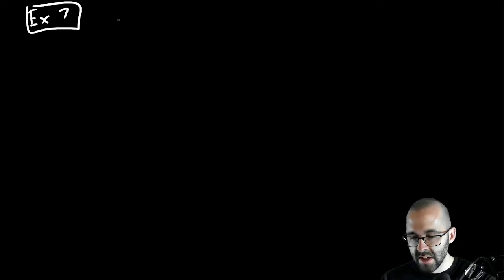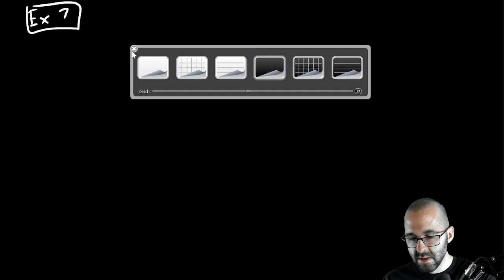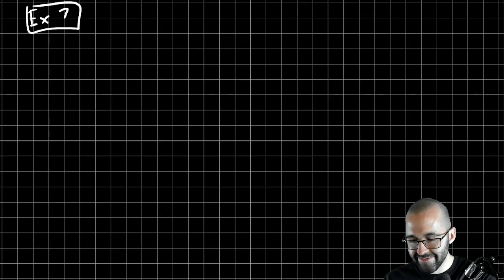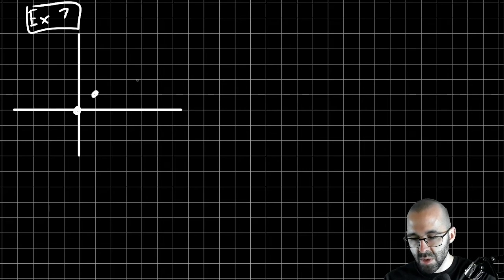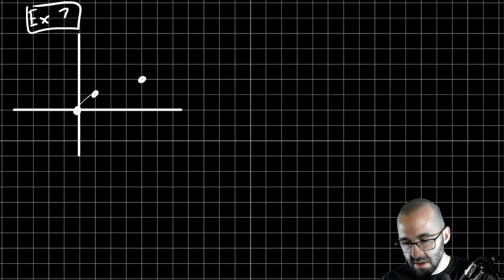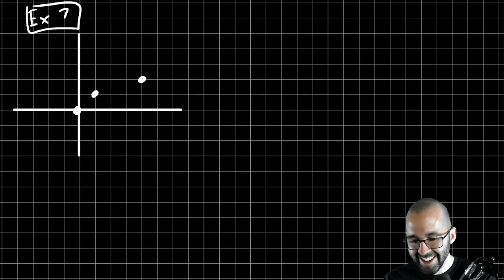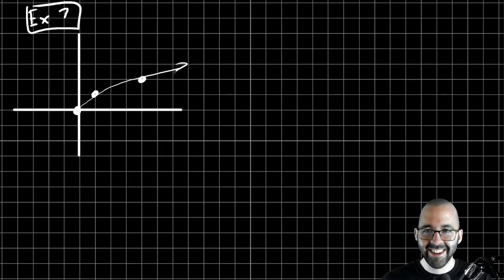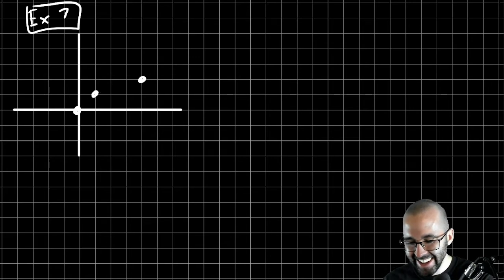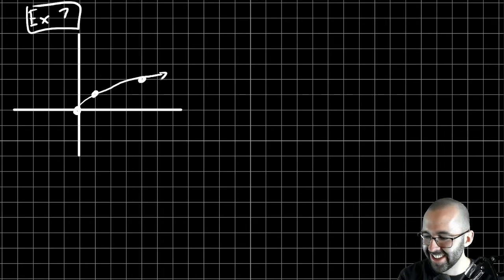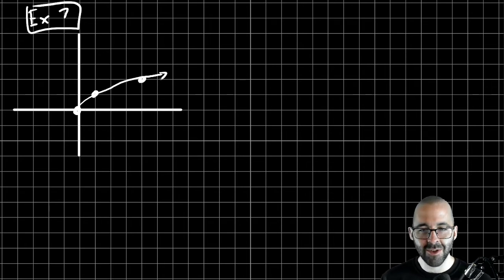So example 7, let's say we have this graph. Say we have graph paper too. All right, let's say we have a graph, and this graph passes through this point, and this point. Kind of. Oh no! It goes through the points, I promise. All right, that's closer. All right, it looks something like that. This graph. And I'm going to ask you a couple things about this graph.